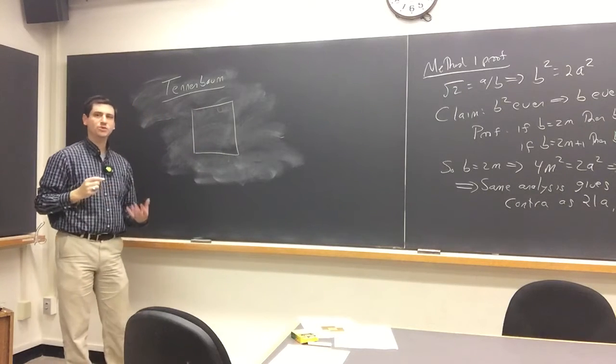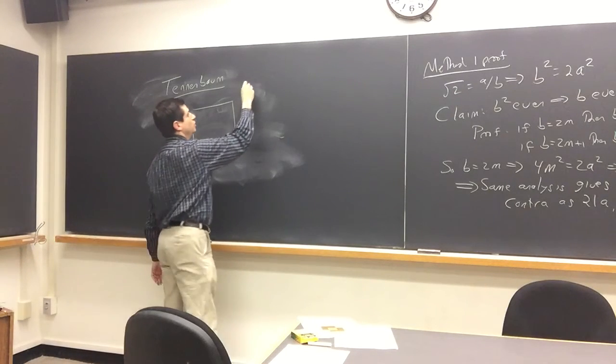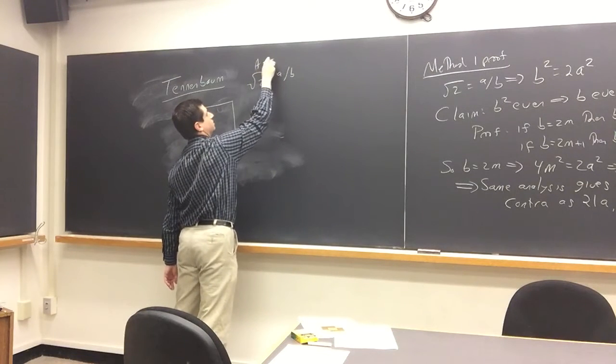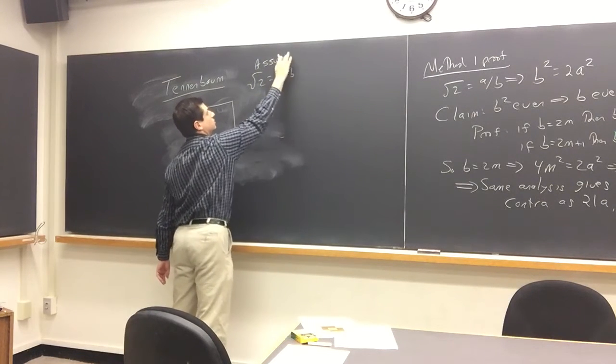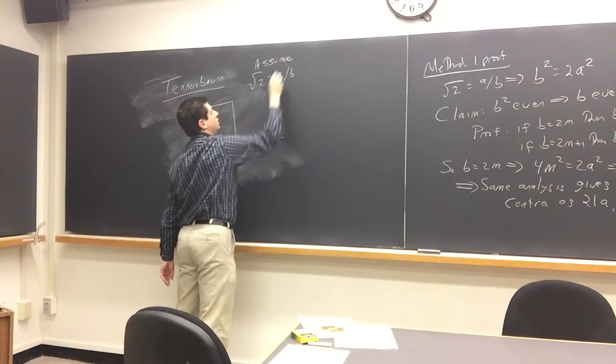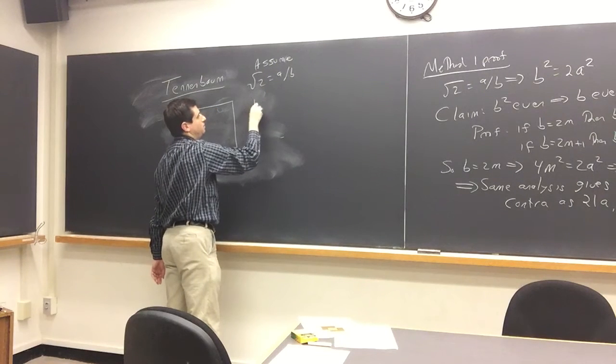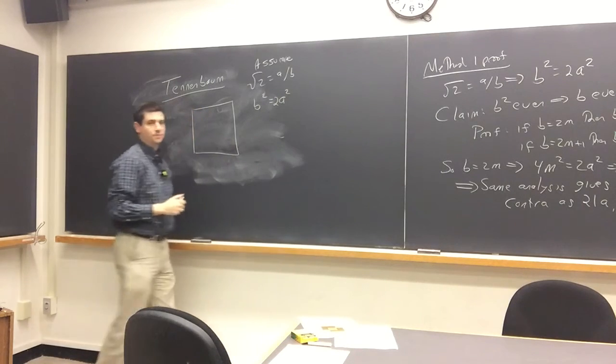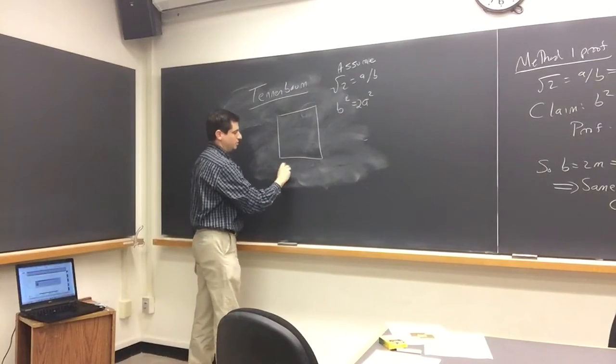And then you can ask yourself, how similar is the proof? So square root of 2 equals a over b. So let's assume this. So b squared is twice a squared. So let's look at what this means geometrically.